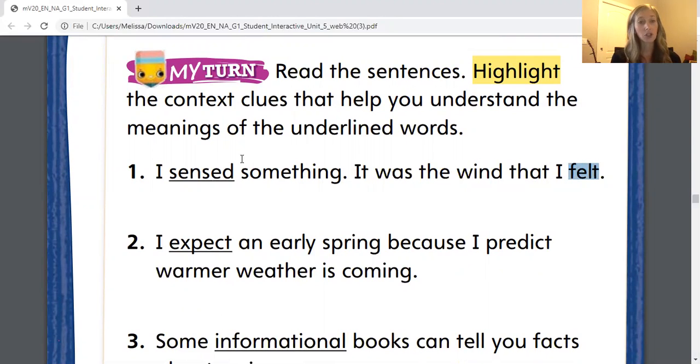Felt gives us a clue of what the word sensed means. When you sense something, you feel that it's there. And so in this sentence, what did we feel? We felt the wind. I sensed something. It was the wind that I felt. Let's move on and try number 2.